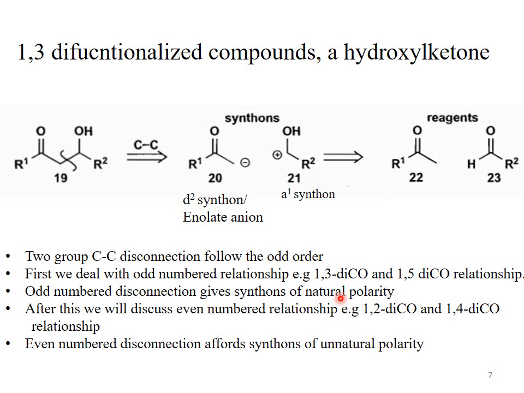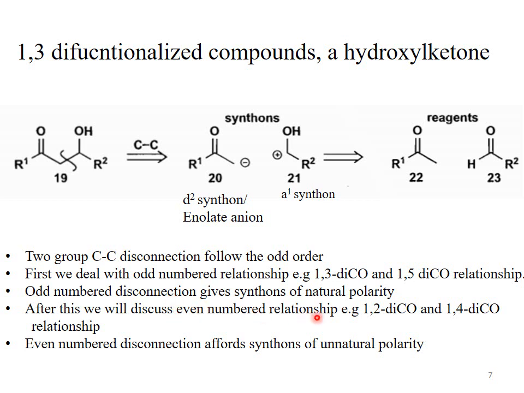That is also the odd number relationship. 1 and 5 both are the odd number. One functional group will be present at position 1 and the other group will be present at position 5. Here this is 1,3-dicarbonyl relationship. See the compound number 19. When it is disconnected, it gives us 22 and 23. So 22 carbonyl compound and the 23 is also the carbonyl compound.